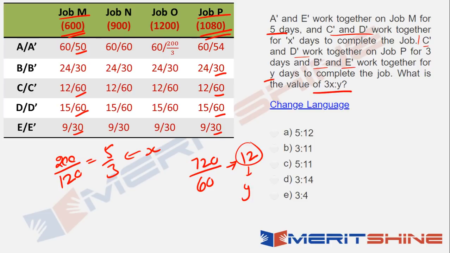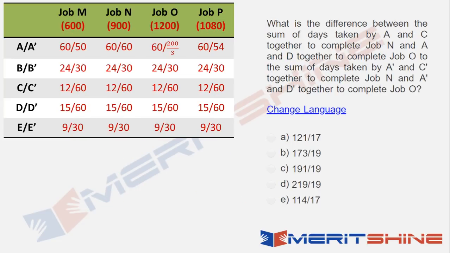What is he asking? What is the value of 3x is to y? So x is 5 upon 3. So what is 3x? 3x would be 5. So 5 upon 12. What is the option? This is option A. 5 is to 12. It becomes your answer here. Not too difficult after this. And this is the last one. Look at this as well.